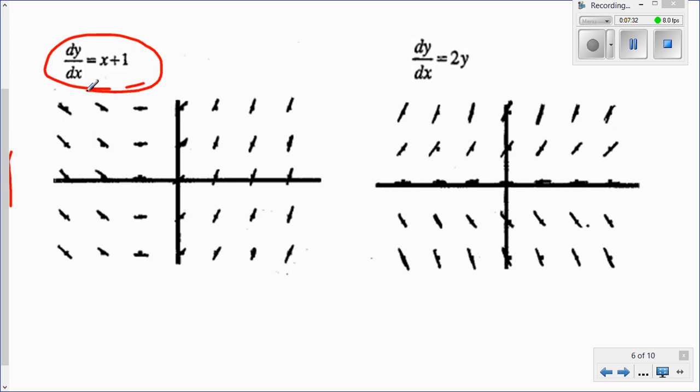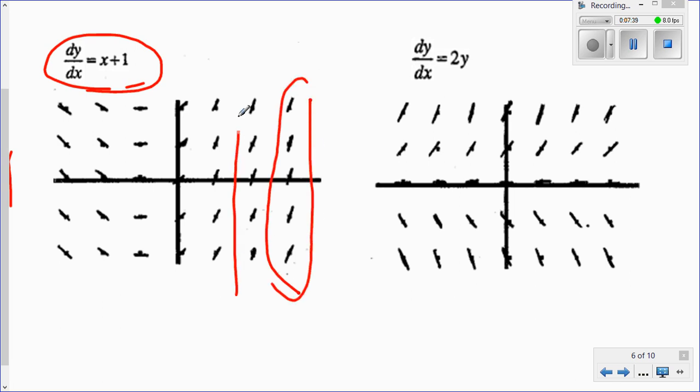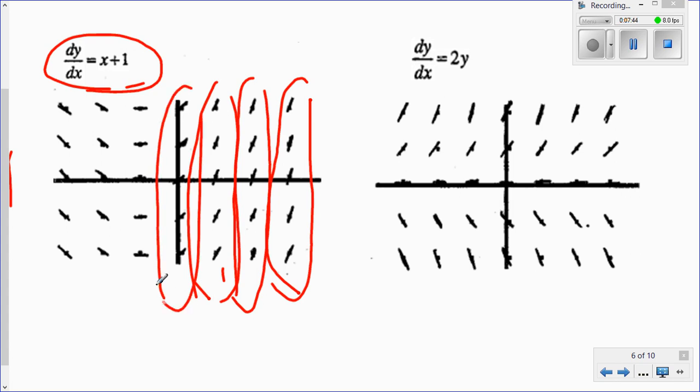If you look at the tangent lines, they all have the same slope vertically. Notice how your tangent lines are the same as you look down vertically. See how all of these tangent lines have zero slope? When that happens in your slope field, you know that the equation is only in terms of x. Notice that this differential equation does not have a y, it only has an x.